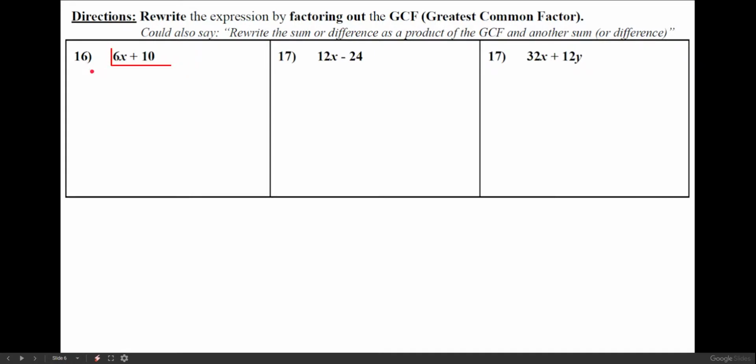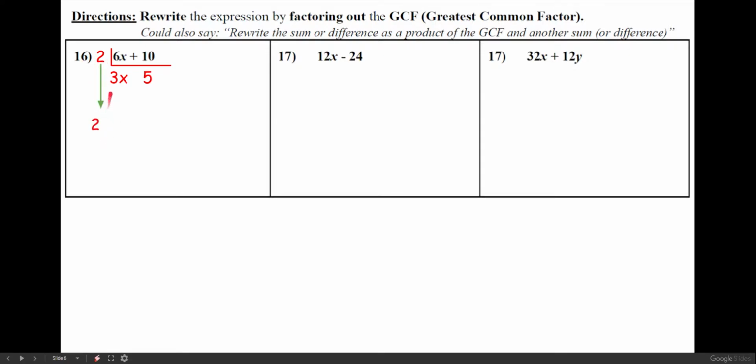You're asking yourself, what can you divide both 6x and 10 by? I could divide both numbers by 2. If I divide 6x by 2, I get 3x, because 3x times 2 is 6x. How many times does 2 go into 10? It goes in 5 times. Now this is all I can do because I can't divide 3 or 5 by anything. So I just bring these things straight down and write my answer.